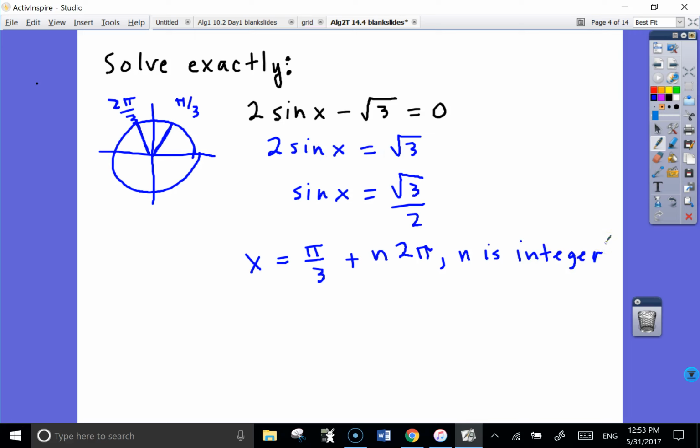And then I got to do the same thing for the 2 pi over 3, right? X equals 2 pi over 3 plus n times 2 pi. That's how you deal with the periodic nature, that it repeats itself over and over and over.